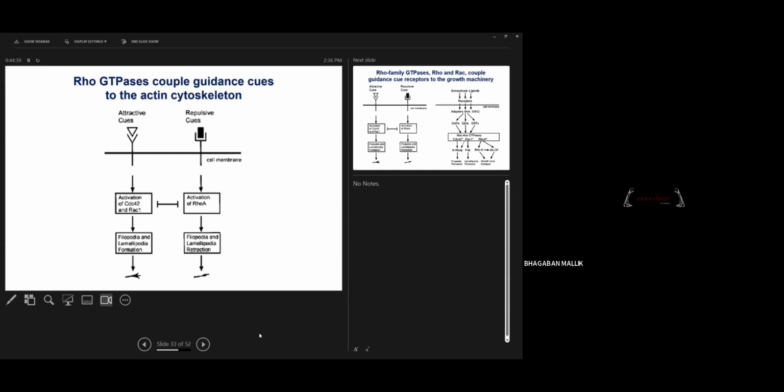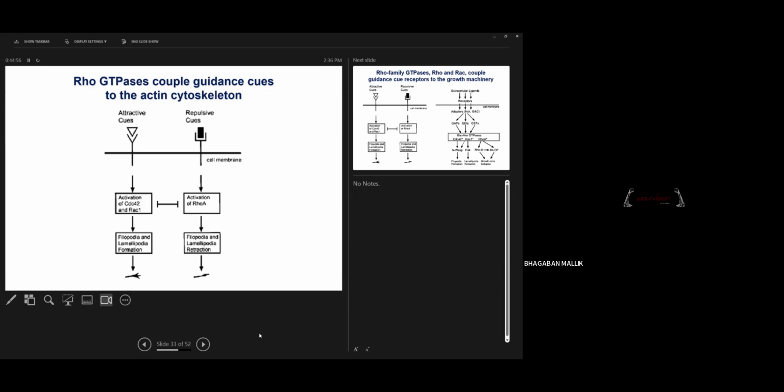Because you have activation of these small GTPases, you have formation of filopodia and lamellipodia, and that's why you have the growth of the growth cone. But when repulsive cues bind to these, you have activation of Rho GAP, or RhoA signaling, that I talked about before.